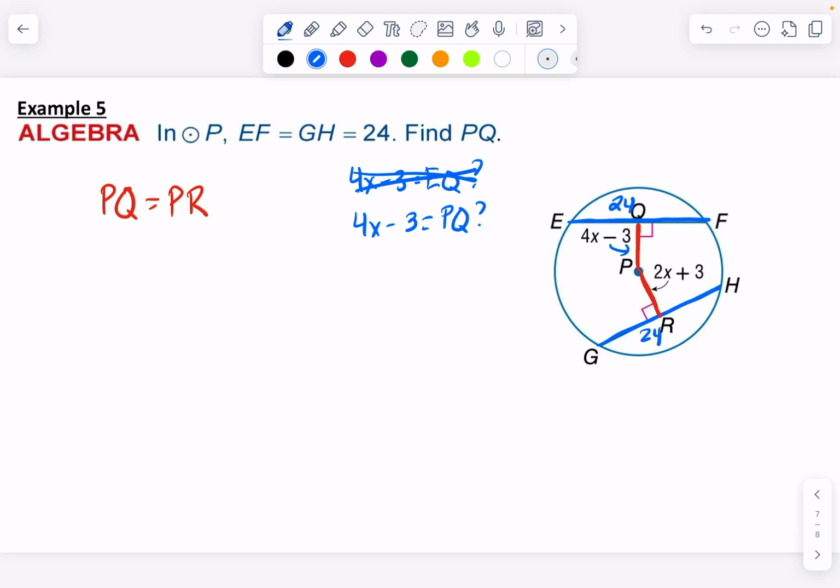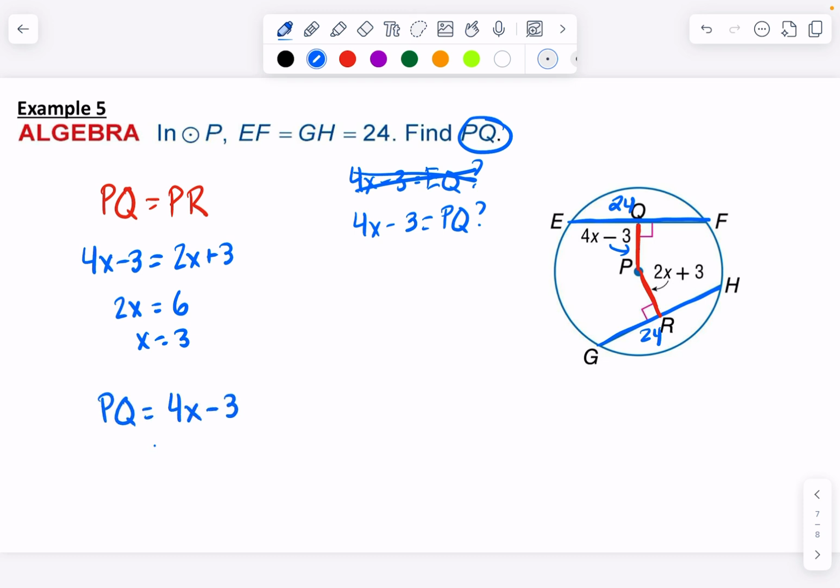So PQ, which is 4x minus 3, is equal to PR, which is 2x plus 3. I subtract the 2x over. I add the 3 over. x equals 3. Again, I'm looking for PQ. PQ is equal to 4x minus 3. So that's 4 times 3 minus 3, 12, 11, 10, 9. So PQ is equal to 9.